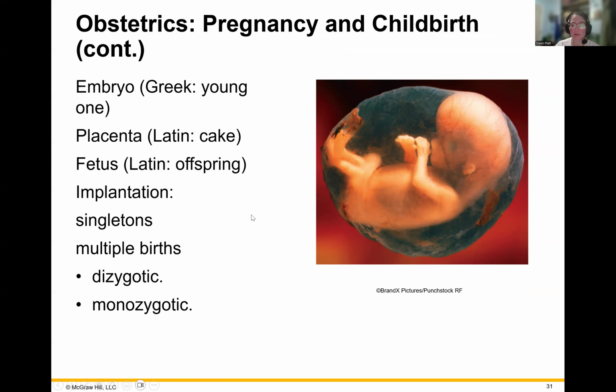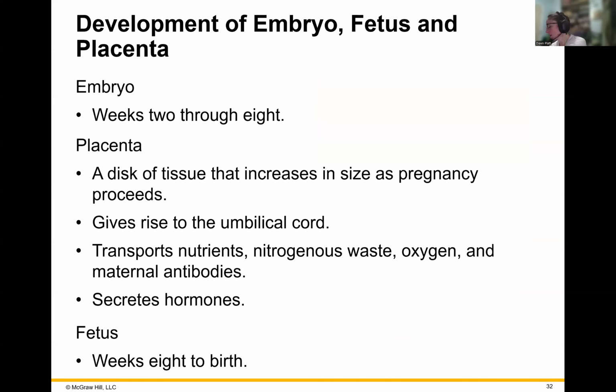There are different types of multiple births. You have dizygotic and monozygotic. You can take a look in your book. Those two terms are still on page 231 if you want to read up on the difference between them. This here is the development of the embryo, fetus, and placenta. There is a textbook breakdown of what happens in the development of the embryo, fetus, and placenta. And then it goes into the actual labor and childbirth. I'm not going to read over these, as you can read them or you'll go through them in your SMART book.